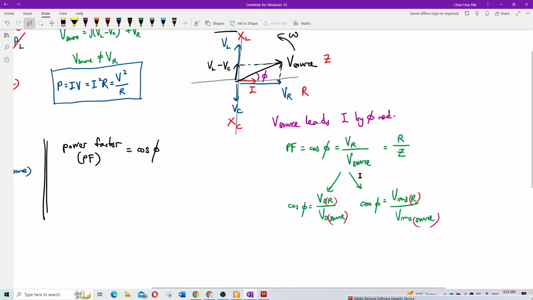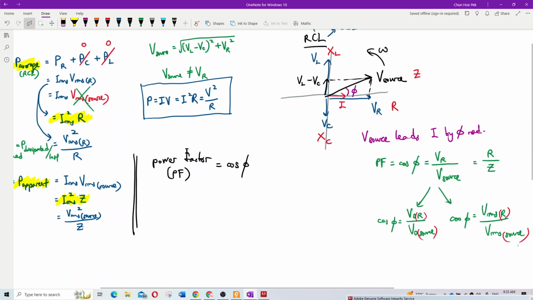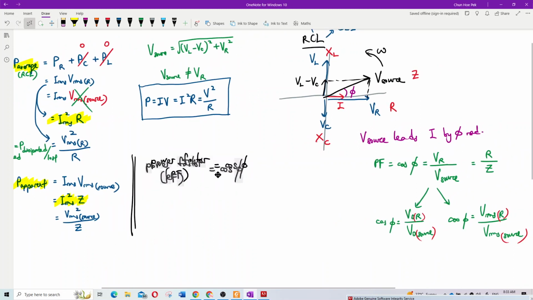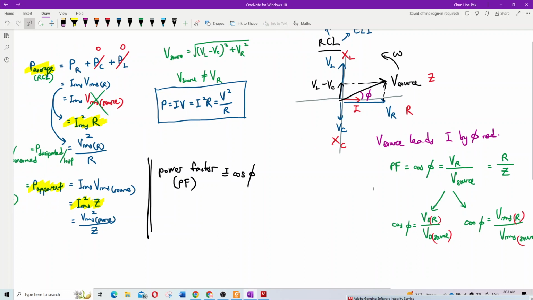You use VR over V source, or resistor over Z, to find cos phi. Adjacent over hypotenuse. So now we learn power factor also. This one you put aside first. This cos phi, power factor. I want to continue talking about this power factor equal to cos phi.